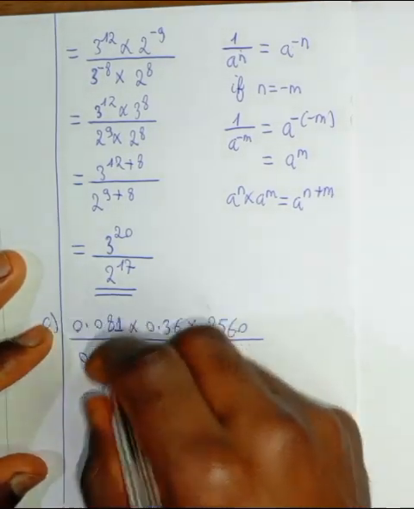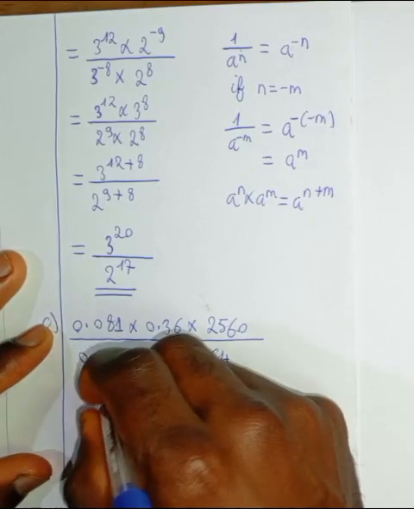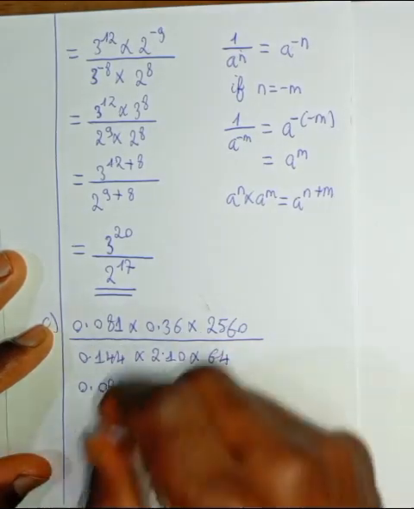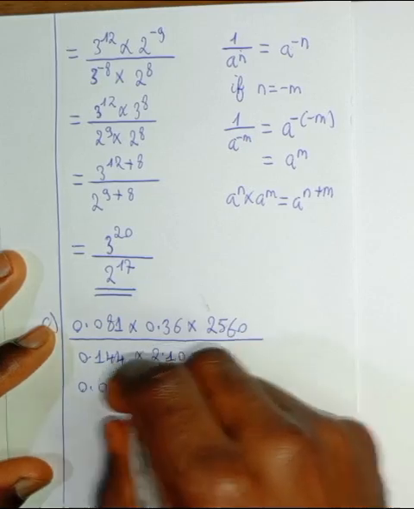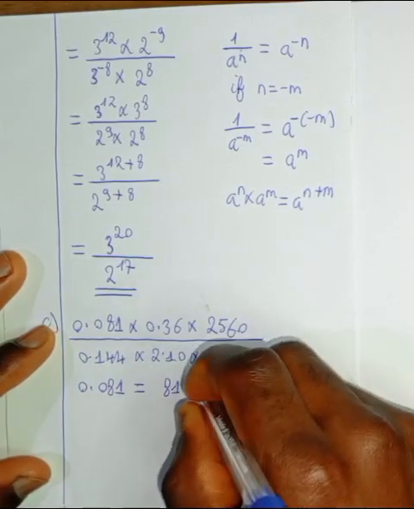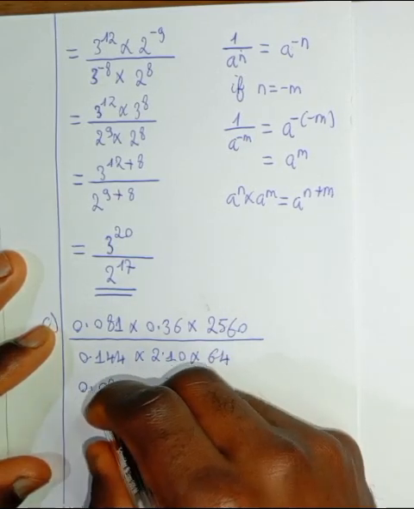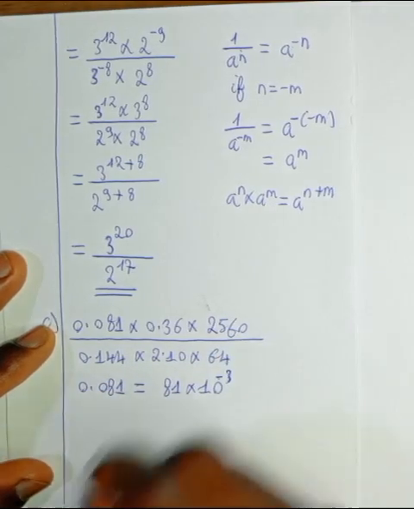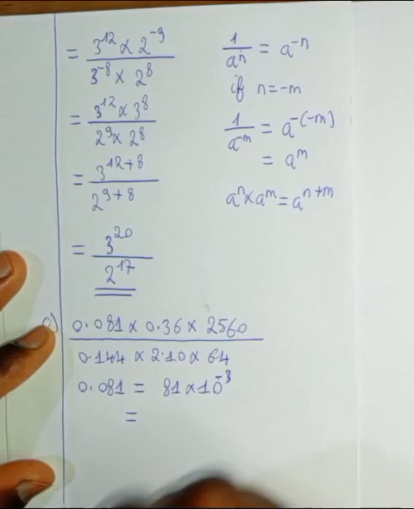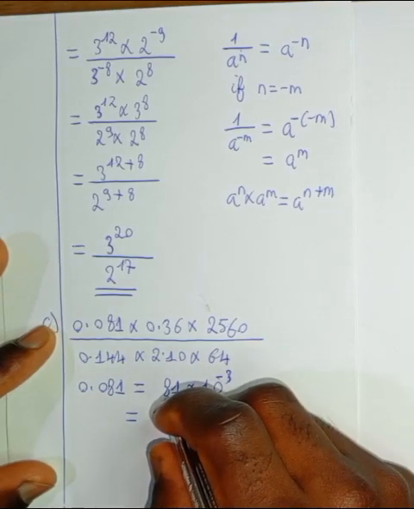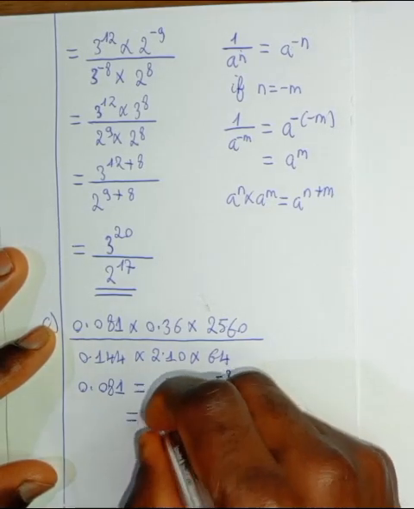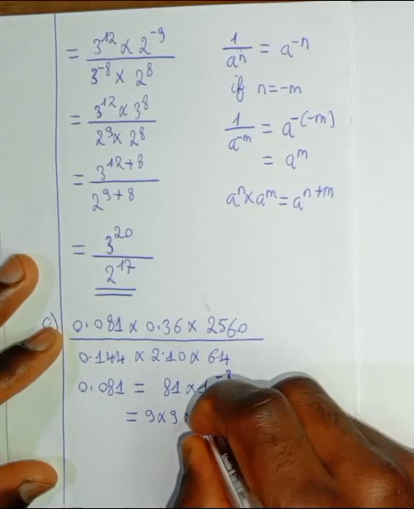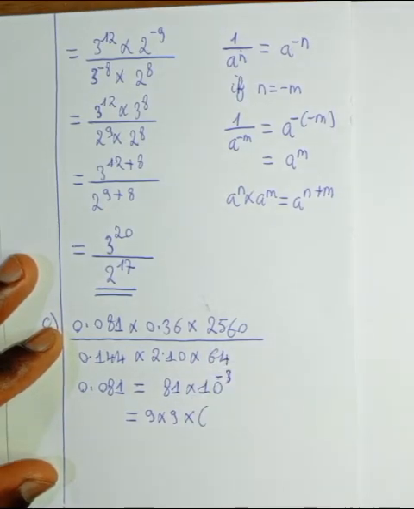First, we know if we take the number 0.081 at the numerator, we can express it as 81 times 10 raised to the power negative 3. We know this will simply be equal to, 81 is the same as 9 times 9 times 10. Here we need to express 10 as a product of two numbers, such that the two numbers are prime numbers.